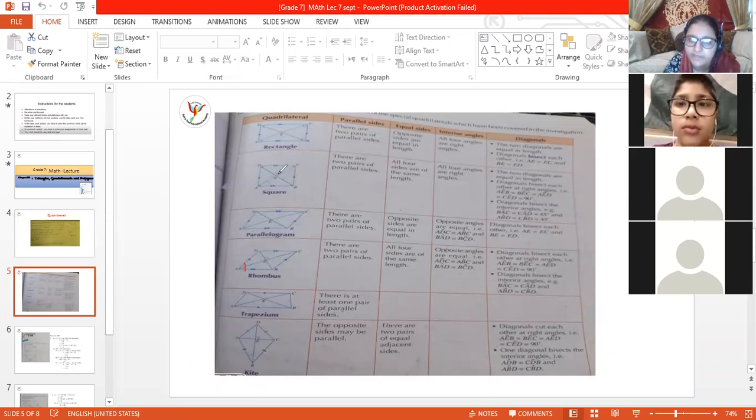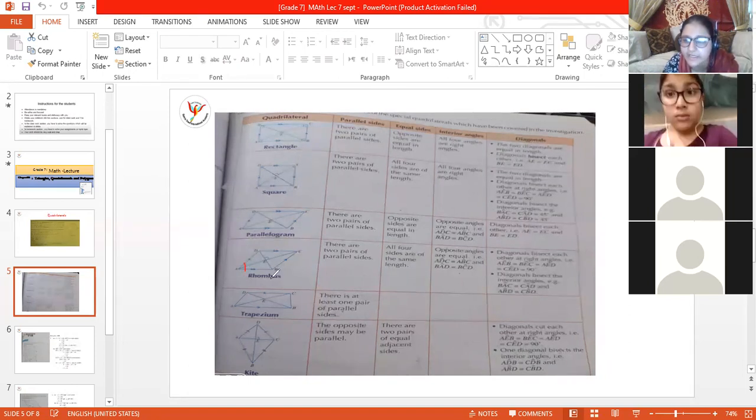In a square, when all four sides are equal, the two diagonals intersect at point E, and at point E the angle will be 90 degrees. The same is the case with the rhombus. So this was the fourth one.